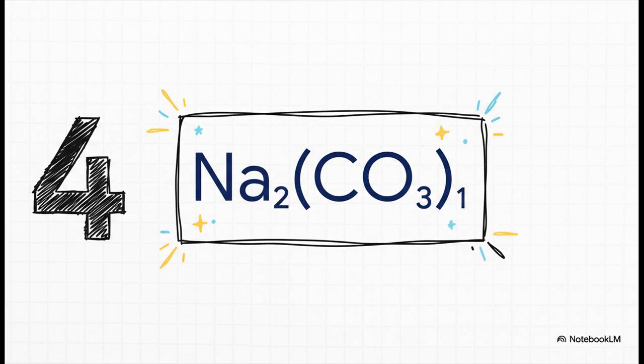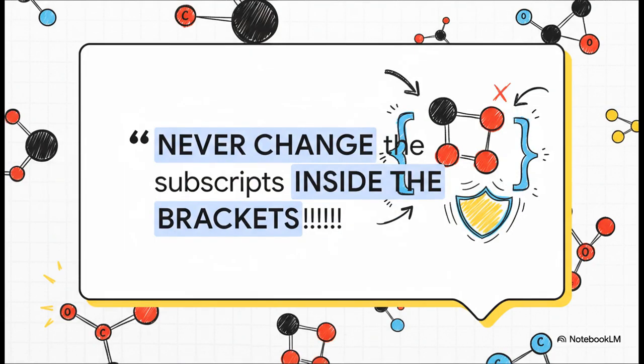That's it. Okay, hold on. Pause for a second. This is the single most important rule you will learn today. Are you listening? You must never, ever, ever change the numbers inside the brackets. That little 3 in CO3, that's part of the carbonate team's identity. It's what makes it carbonate. If you change it, it's not the same team anymore. So just don't touch it.